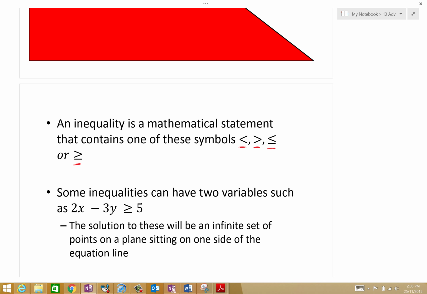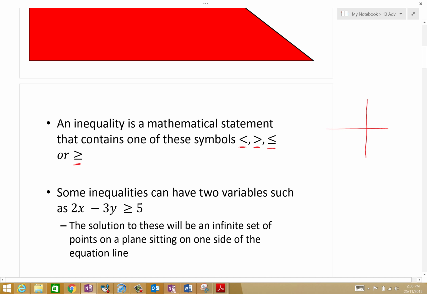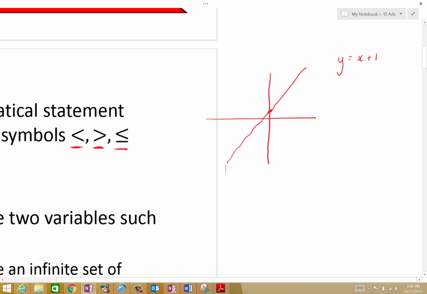It's not a line, it's a region, because if you're looking at the values greater than a line, for example, if I had the graph of y equals x plus 1, that is just a line with an intercept of 1 and a gradient of 1. That is a line. But what happens if I replace that equal sign with an inequality, such as y is greater than or equal to x plus 1? Well, what would that look like? Anything that is greater than x plus 1 is actually going to be a region.